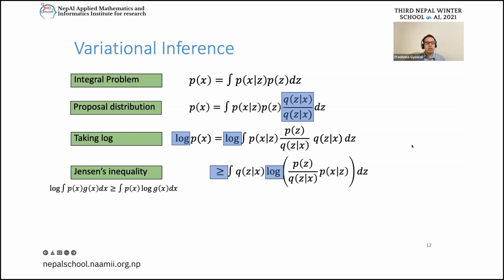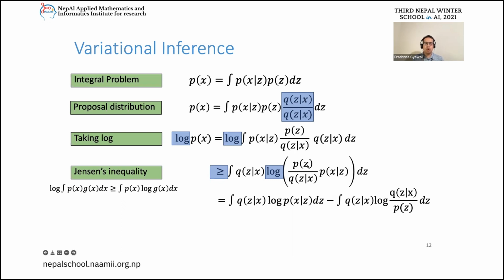Then this might be a bit confusing. What I did here is I took this log inside the integral, and to do that I am relying on this inequality, which is known as Jensen's inequality, which explains that the log of an integral is greater than or equal to the integral of the log. So that's why my equals sign has now become the greater than or equal to sign. Okay, now once I use this inequality, I will make a bit of changes inside the log.